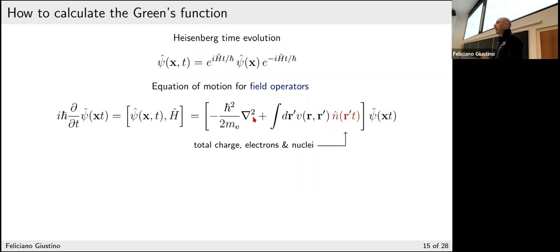You get just a kinetic energy term that depends only on one variable, and you get this kind of Hartree energy. So this is the density of electrons and nuclei, and this is the Coulomb potential. If you look at this expression, on the left and on the right, it looks exactly like the Schrödinger equation for a single particle without many-body interactions, under the action of some kind of external potential.